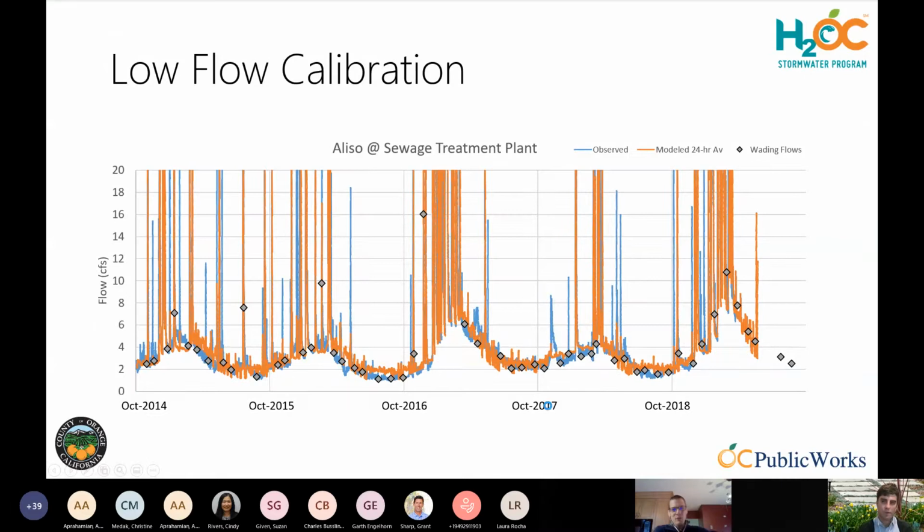So this is a sort of a funny graph. What you're seeing is not quite 5, about 4.5 years on the horizontal axis. And we're plotting flow in Aliso Creek at the sewage treatment plant gauge.